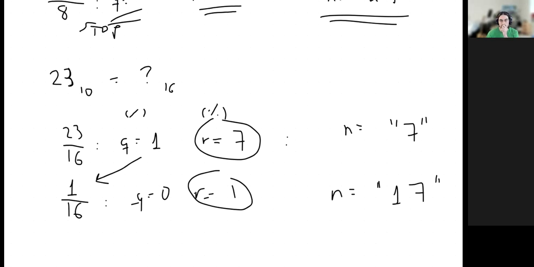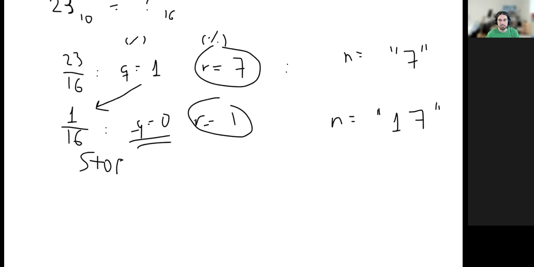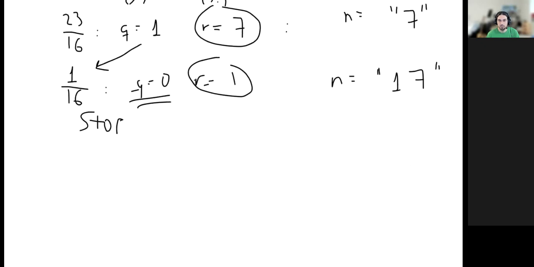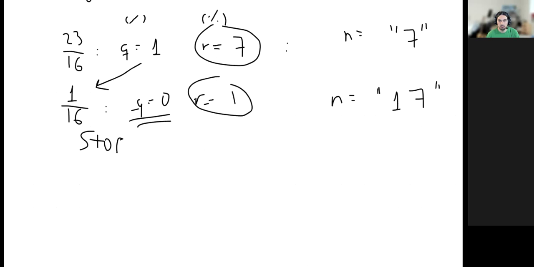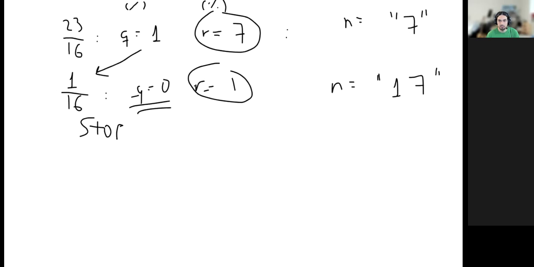Right? And then because q is 0 now, the loop eventually stops. That's the equivalent. You could have something like while q is not zero in your code, right? And yeah, so that's 1 7. So 23 in base 10 is 1 7 in base 16.